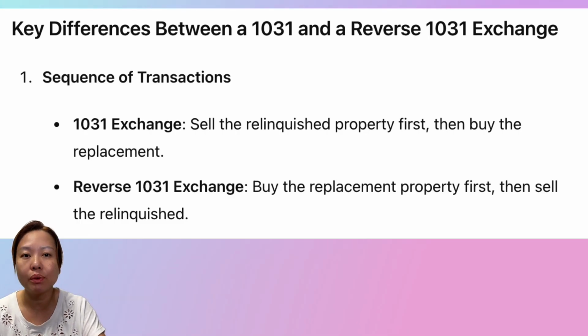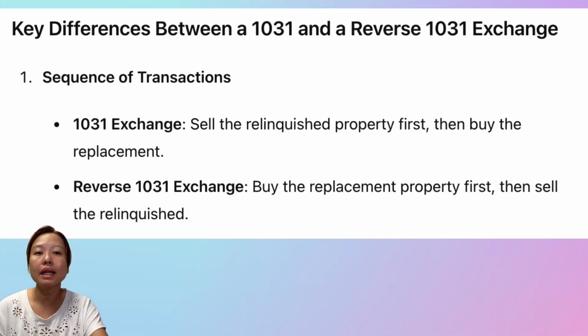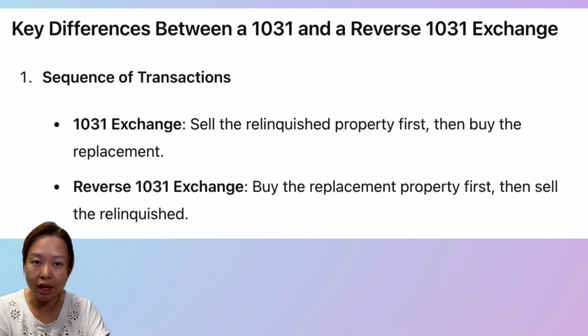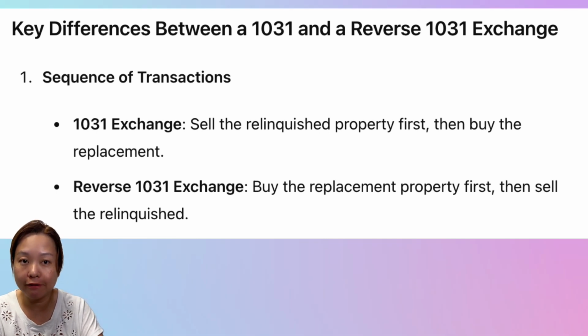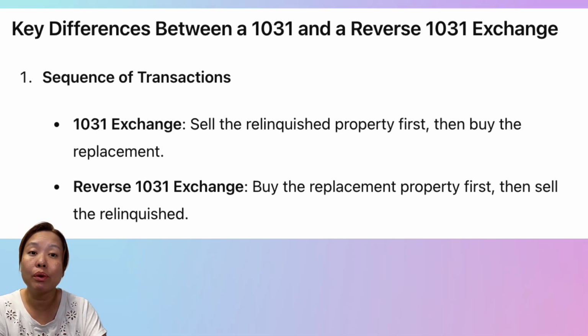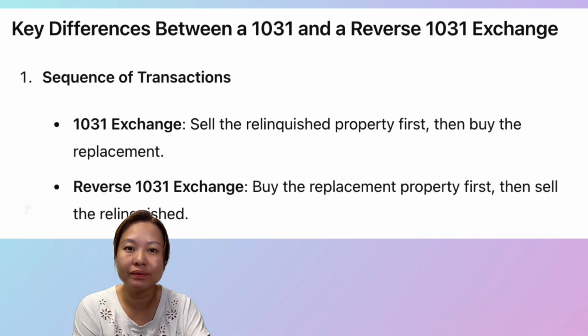First is the sequence of transactions. In a 1031 exchange, the relinquished property is sold first, and then the replacement property is purchased using the proceeds. In a reverse 1031 exchange, the replacement property is purchased first, and then the relinquished property is sold.